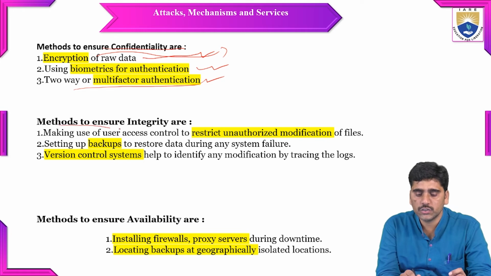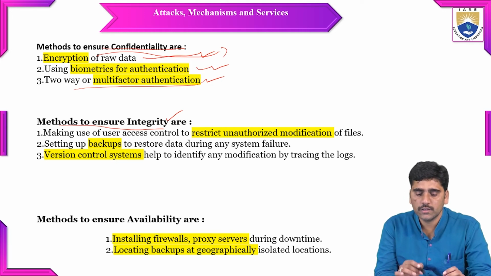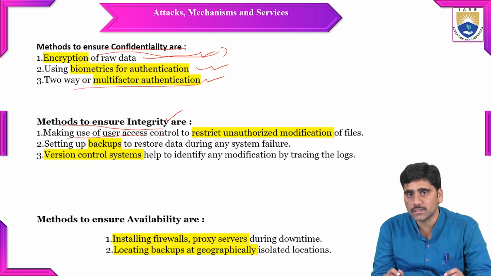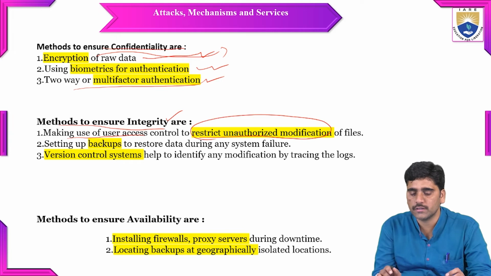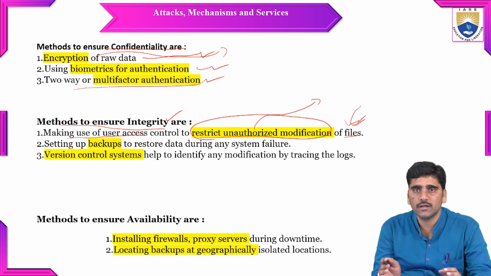And the methods to ensure integrity. Integrity means the data is not modified, not deleted, and not additionally inserted. The data has to be unique and unmodified. Here we make use of user access control to restrict unauthorized modification of files. By giving allow or deny options on the files, only authorized people can access them. If you give deny, unauthorized persons cannot access the file. So these files have that integrity mechanism.